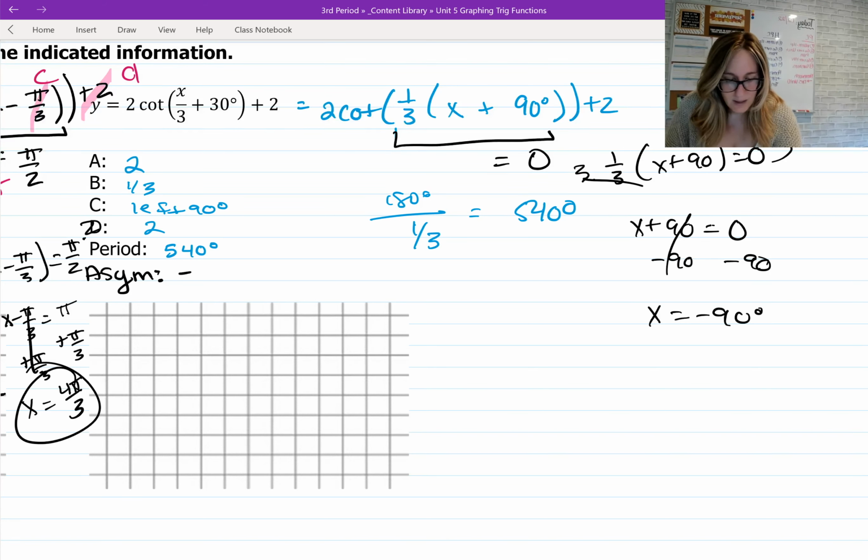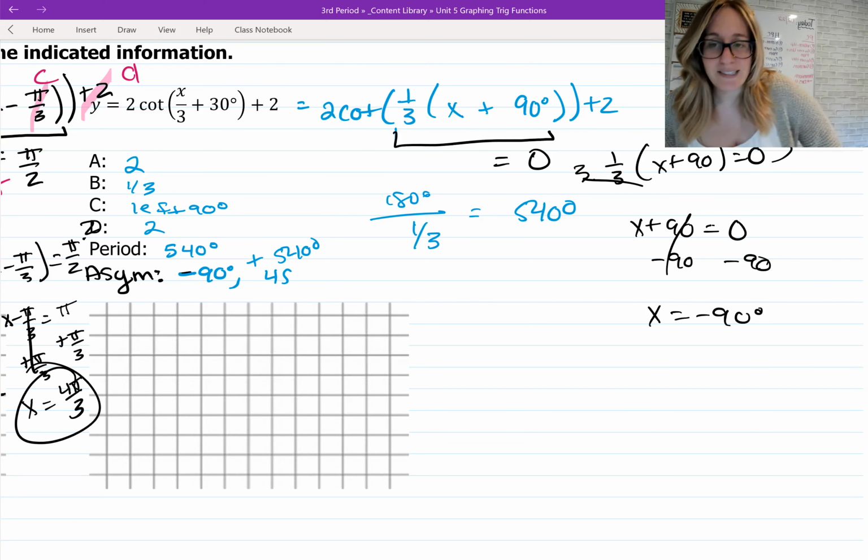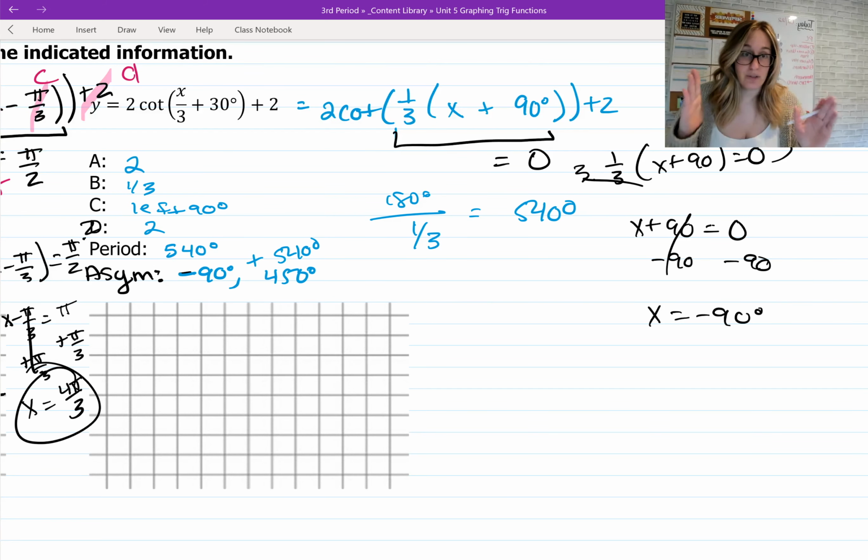Negative 90, all right? And then the next asymptote is one period forward. So to find my next asymptote, I'm just going to add my period, which is 540 degrees. Negative 90 plus 540 means my next asymptote is at 450 degrees. That's how you find your two asymptotes. You just need two. If you want to find more, you just keep adding a period and you get another asymptote.